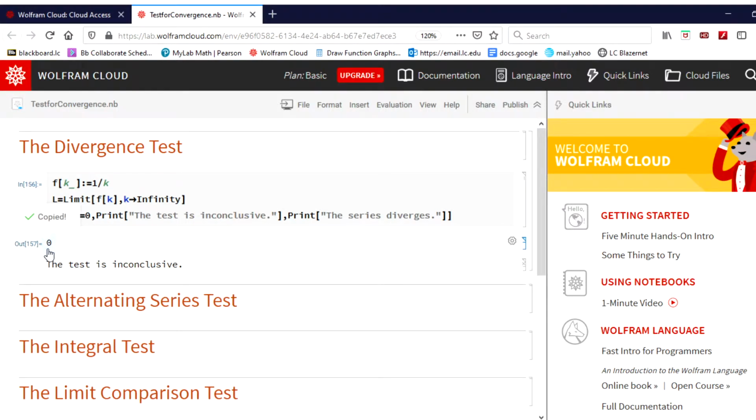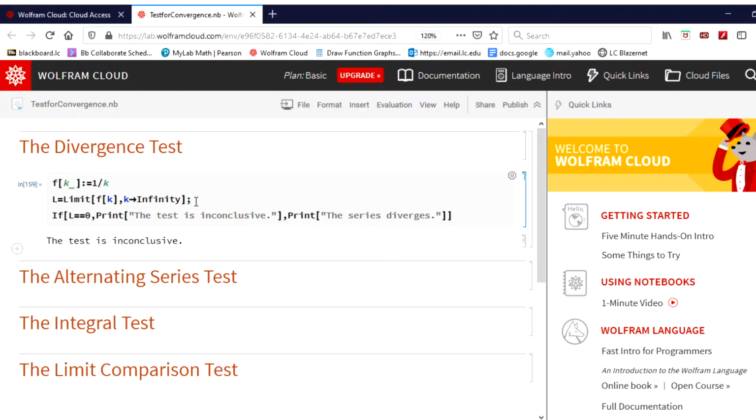Here, certainly the value of L is 0, right? I'm going to turn off that value of L, though, right? This is a case for the test being inconclusive. If I was to raise this to the second power, right? Again, that's going to be an inconclusive result in this test.